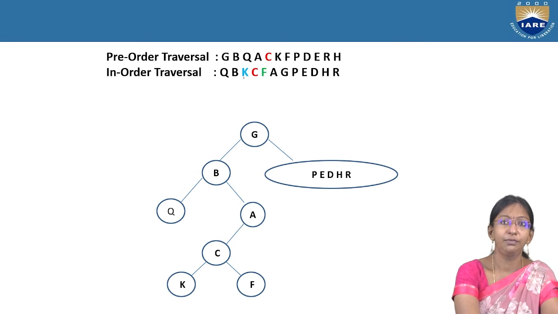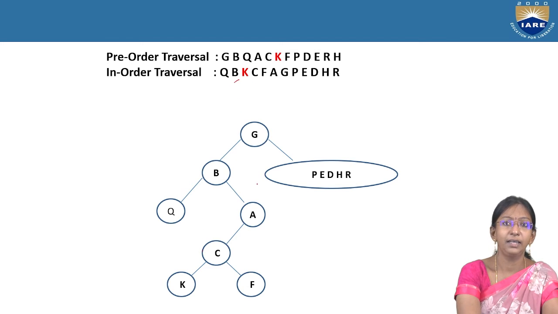Coming to C, the left of C is K and the right of C is F. Represent the same. Coming to the next element, K. K's left is B, which is K's grandparent, and right is C, which is his parent. So we cannot touch them. They are already related to K. Next element is F. For F, the left is C, which is his parent, and A, grandparent. So we cannot touch them.